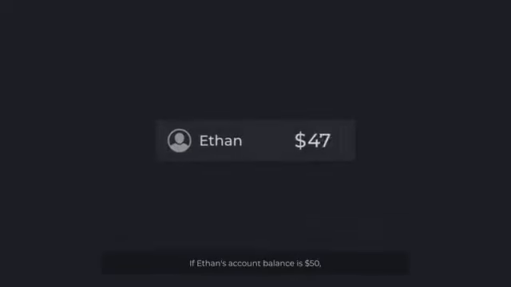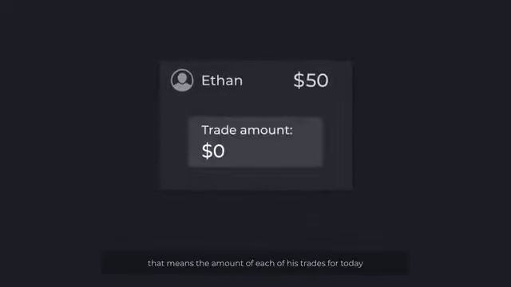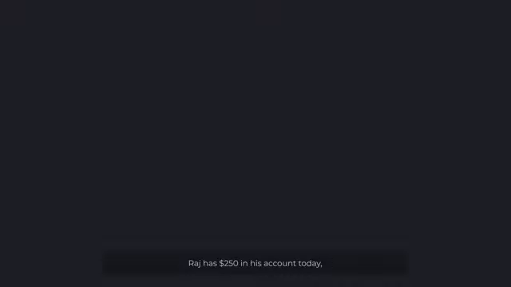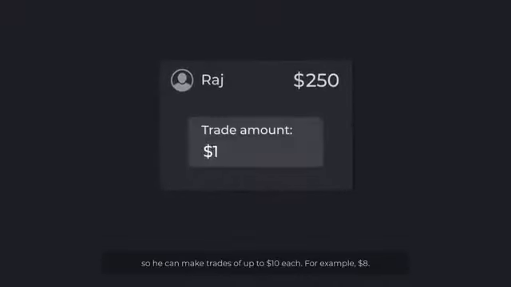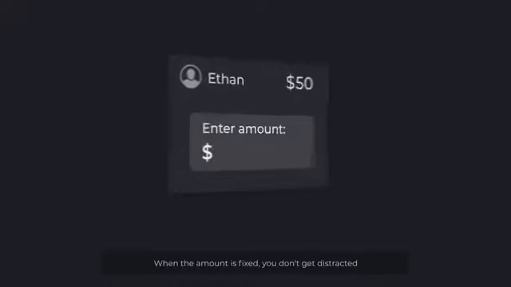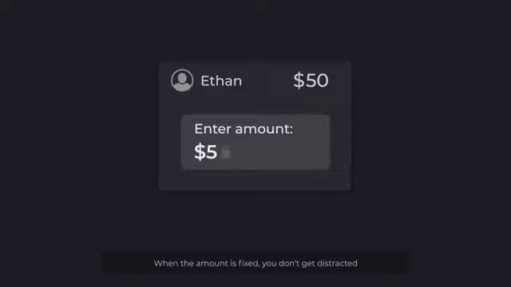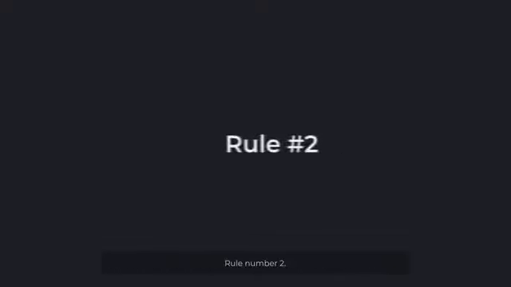If Ethan's account balance is $50, that means the amount of each of his trades for today should not exceed $5. For example, $3. Raj has $250 in his account today, so he can make trades of up to $10 each. For example, $8. When the amount is fixed, you don't get distracted by making calculations and setting parameters before each trade.